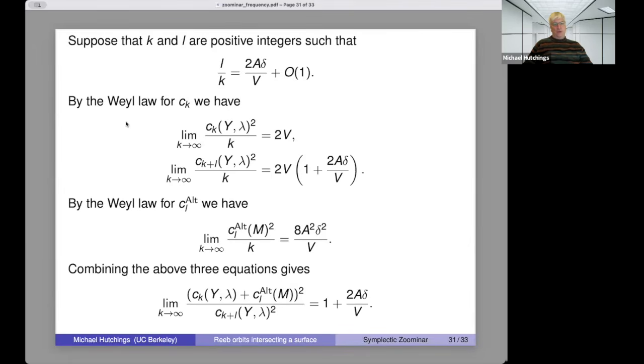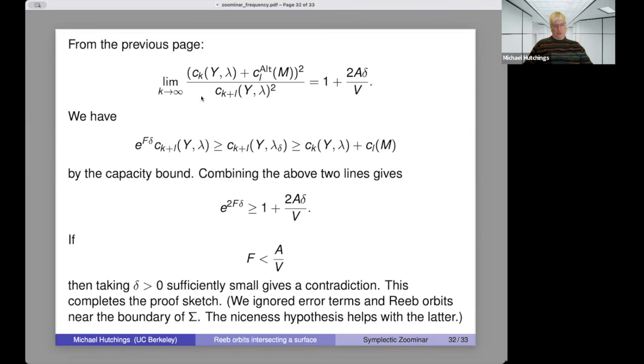And then there's the Weyl law for c_k, which tells you the limit of c_k squared over k. And then it also just tells you by substitution the limit of c_{k+l} squared divided by k. And there's also a Weyl law for the alternative ECH capacities of M. And when you do a little algebra, you get this thing. So let's ignore the details of this, and I'll just write it on the next page. So this limit is what you get from all of the Weyl laws that you know.